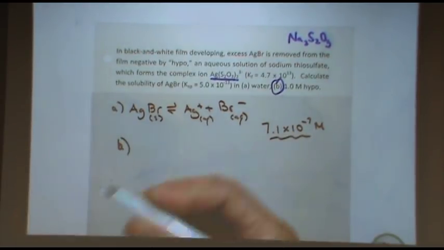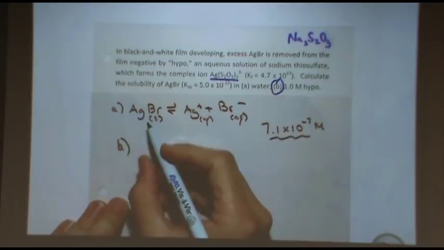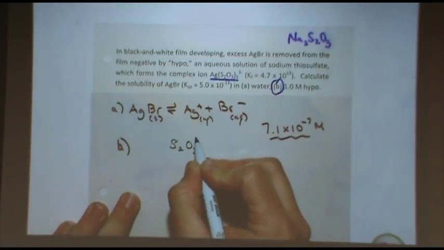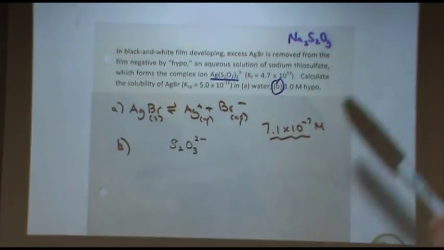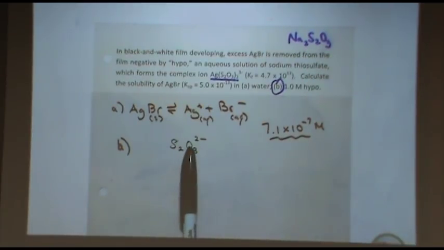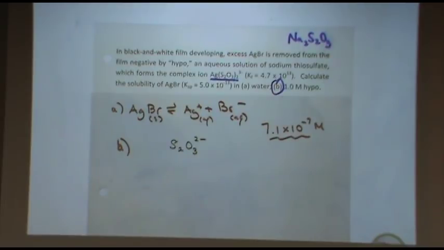Part B is the one that is really the mixed K problem. We're adding a second reaction. Let me write that in a different color. We're adding S2O3 2-. This is called hypo in the development of film. I'm ignoring the sodium because it's a spectator ion. This entity would more likely react, what do you think, with the cation or the anion? The cation. There's two ways you could have known that.